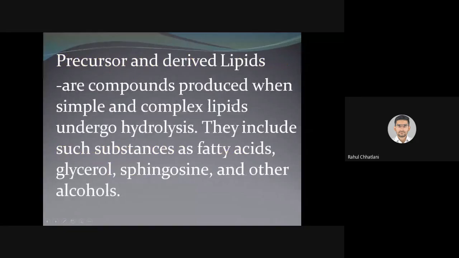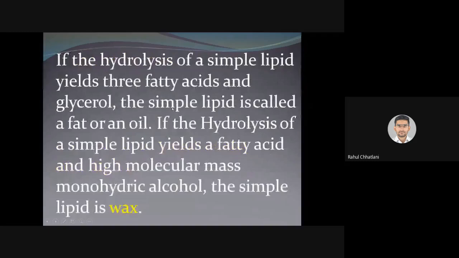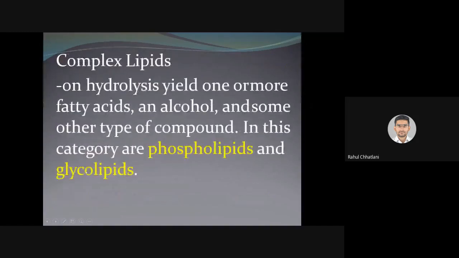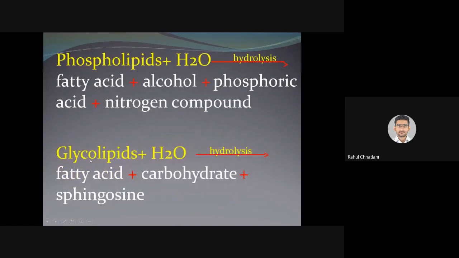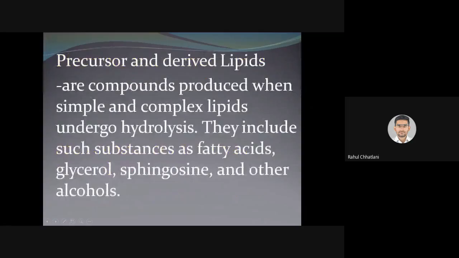Precursor and derived lipids are compounds produced when simple and complex lipids undergo hydrolysis. Yes, whenever lipids undergo hydrolysis, these are all examples, simple and complex. Whether it is a simple lipid or a complex lipid, whenever it undergoes hydrolysis, whatever compound forms will be called precursor lipids. They include substances such as fatty acid, glycerol, sphingosine, that is alcohol, and other alcohols.